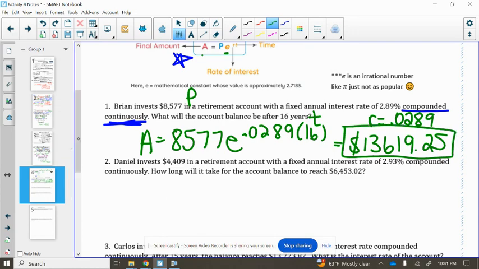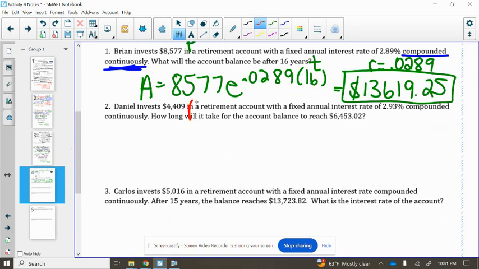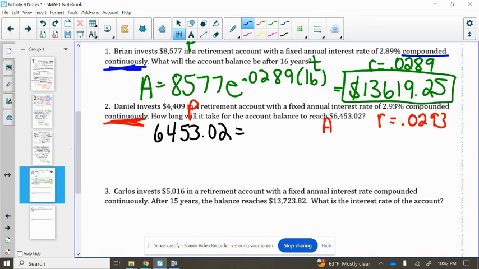The next example says we have Daniel, and Daniel is going to start by investing $4,409 in his retirement account. His r value, his rate is 2.93%. And again, we see that compounding continuously, so we know we're using this PERT formula. And we want to know what is the time it's going to take to get to our final amount here of $6,453.02. That is the final amount. So we're going to set that equal to our starting amount, e, times our r value, times t. So our goal is to get t by itself this time.